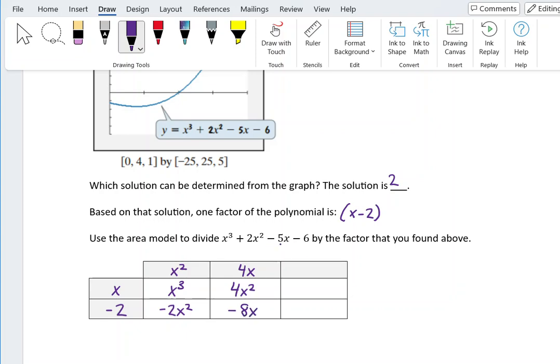We need to have minus 5x's total. So that means that we need to add 3x to negative 8x to get minus 5x total. So plus 3x needs to go here. What do I multiply by x to get 3x? Positive 3. 3 times negative 2 is negative 6. And that checks out with the minus 6 that I have here. So that's the result of my division. That means that the other factor is x squared plus 4x plus 3.